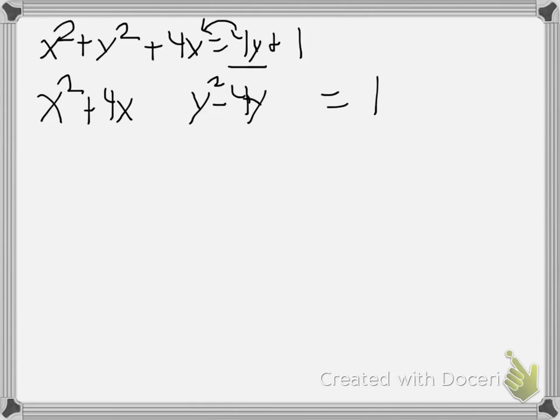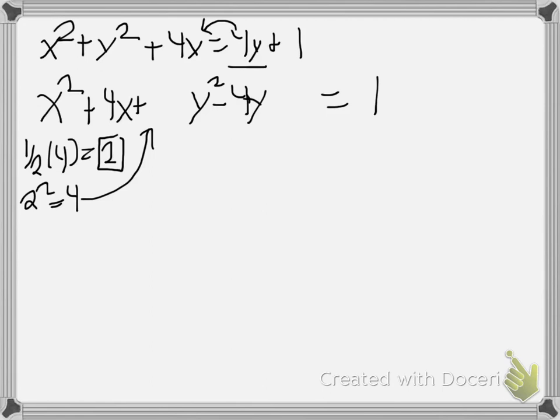Now again, 1/2 of 4 equals 2. We'll box that. And then 2 squared equals 4. And that goes into my hole. So I add 4. And I add 4.